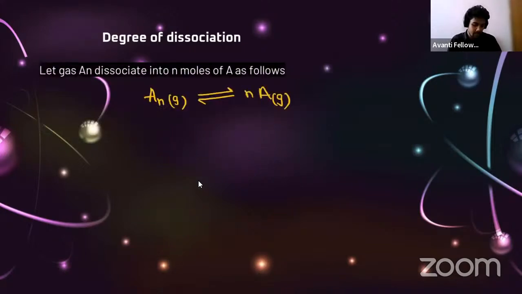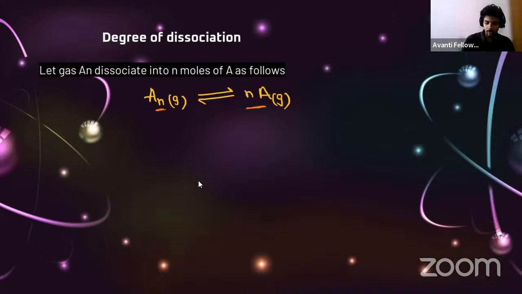Now, again, let's assume AN is a compound, okay? Atomicity is N. AN is there. It is completely dissociating to N moles of single atom, that is A. N moles of A. Now tell me, what is the alpha value here? Same thing again: how many moles of A are formed from how many moles of initial reactant?